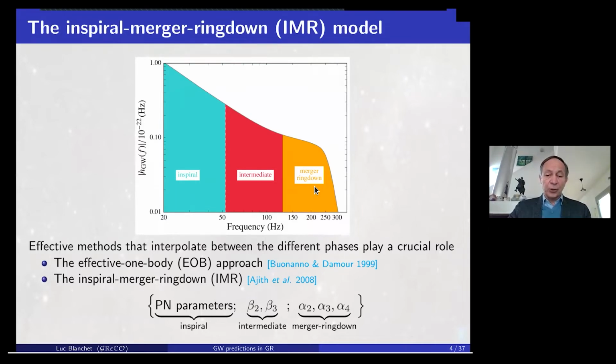And there are two approaches that are very important in the data analysis of black hole binaries. For neutron star binaries, you are essentially in the in-spiral phase, so the post-Newtonian approximation is essentially sufficient for detection and parameter estimation. And this is the effective one-body approach and the in-spiral merger ring-down IMR approach, the latter being described by a set of parameters, including the post-Newtonian parameters and extra parameters describing the intermediate phase and the final phase that are to be matched with numerical calculations.